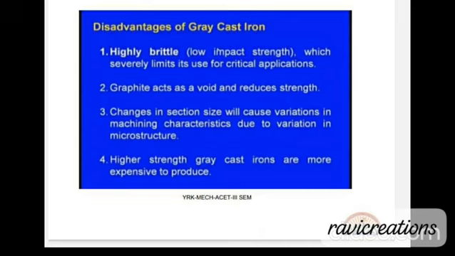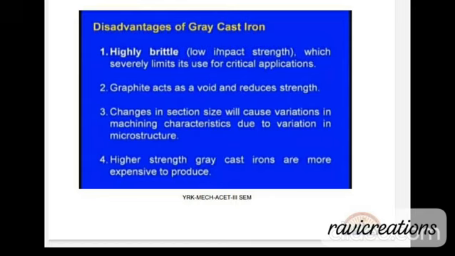Now coming to the disadvantages of gray cast iron. It has a highly brittle nature, that means low impact strength, which severely limits its use for critical applications. This is one disadvantage. The next disadvantage is graphite: it acts as a void and sometimes reduces the strength. Also, changes in section size cause variations in machining characteristics due to the variation in microstructure.